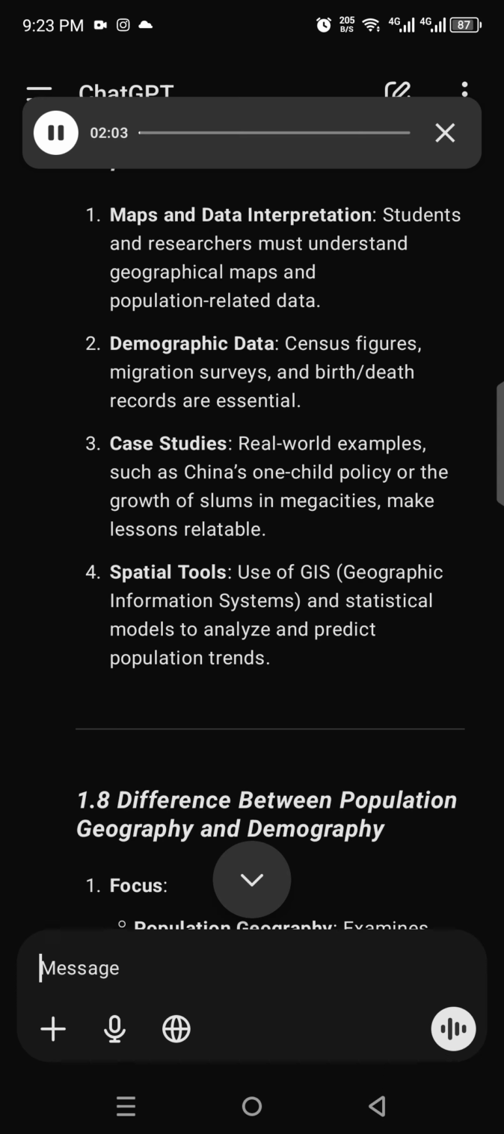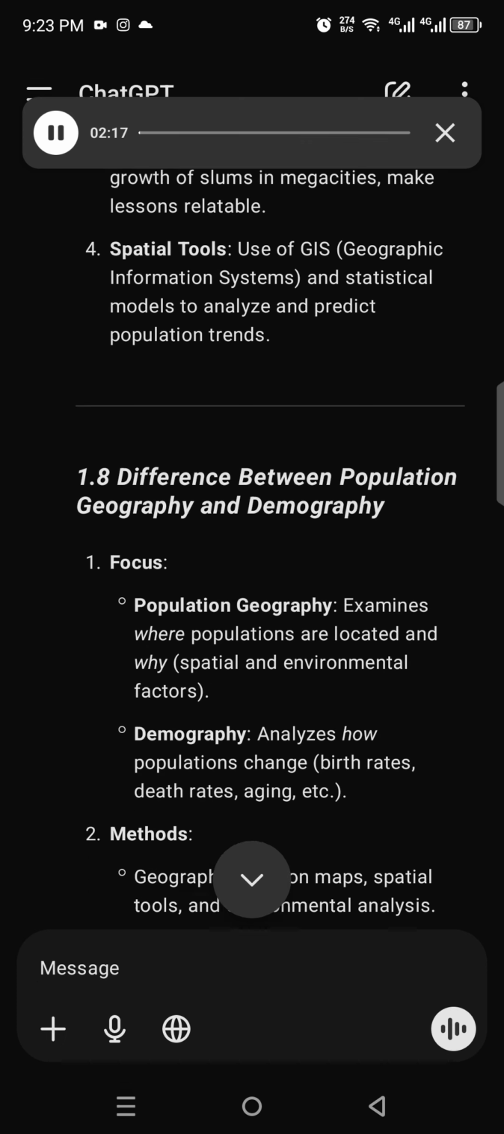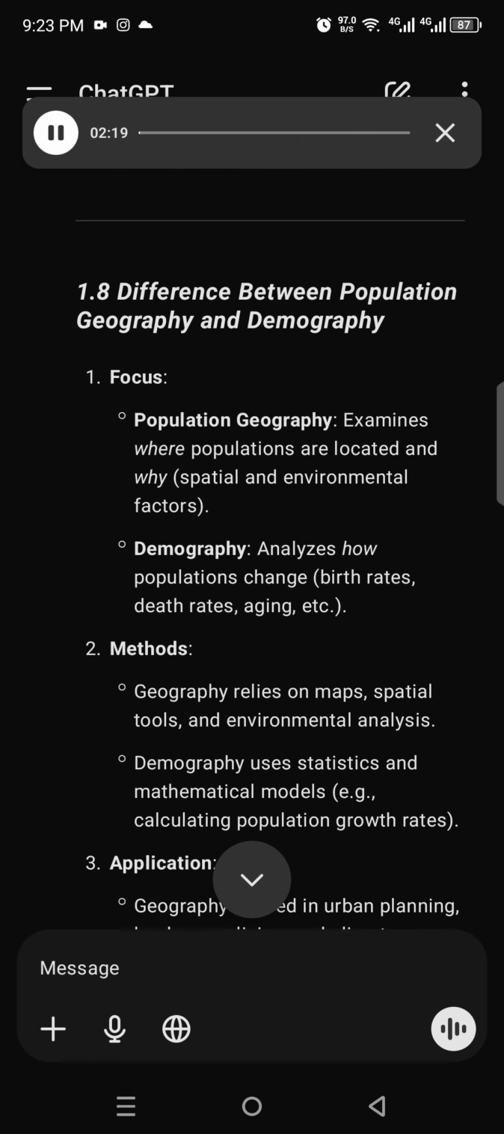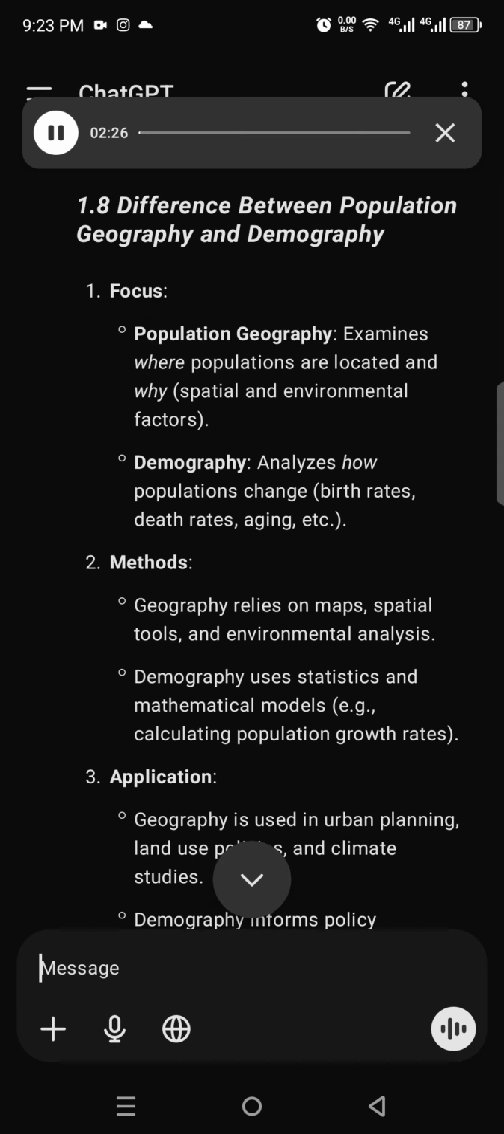Demography informs policy decisions related to pensions, healthcare, and labor markets. 1.9 Relation of population geography to other disciplines. 1.9.1 Population geography and sociology. Population geography investigates how social factors, e.g., family size, social norms, affect population distribution. For example, rural regions often value larger families due to cultural and economic reasons.